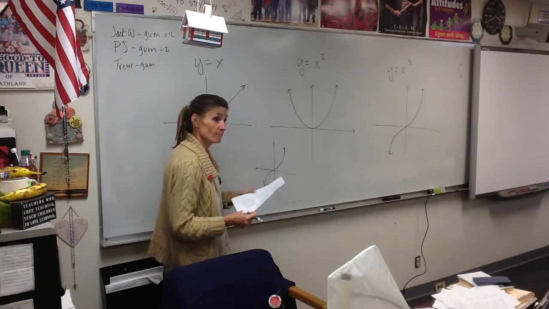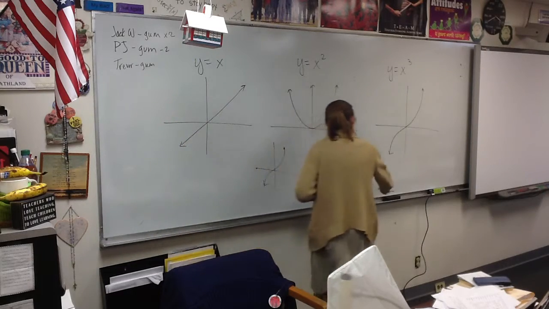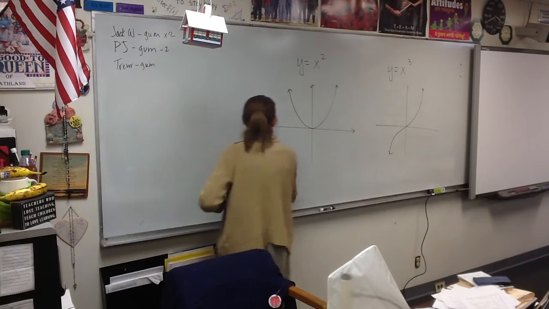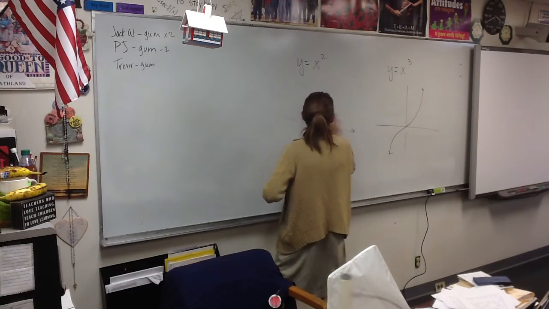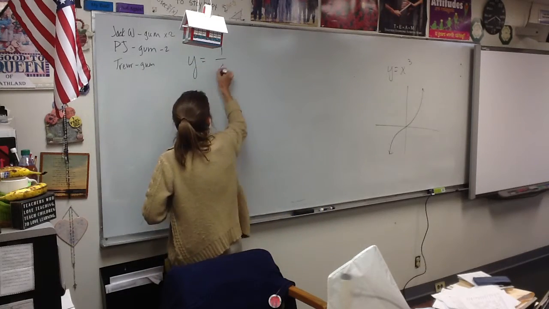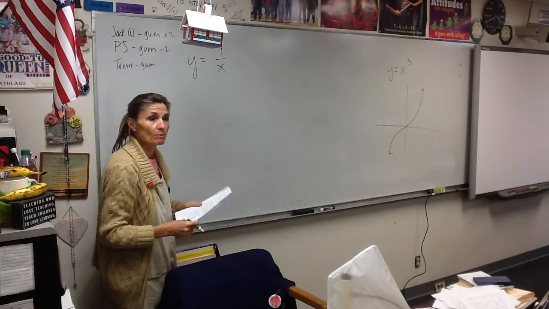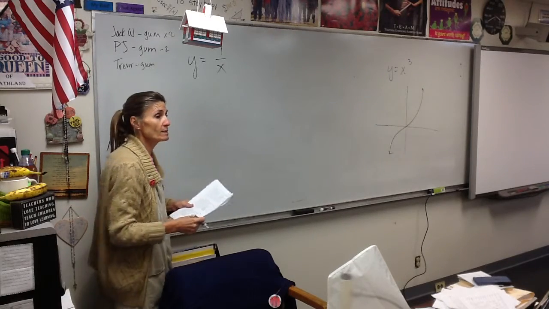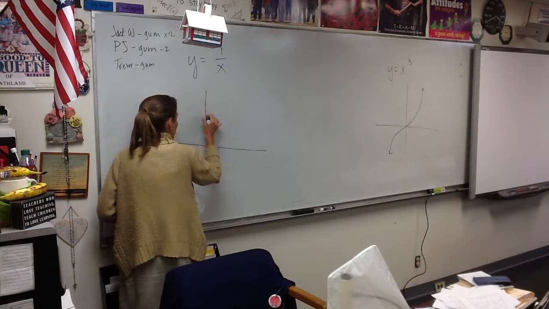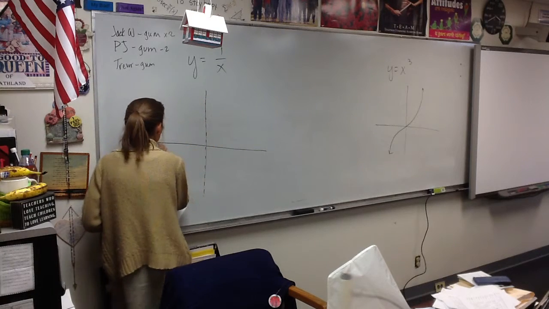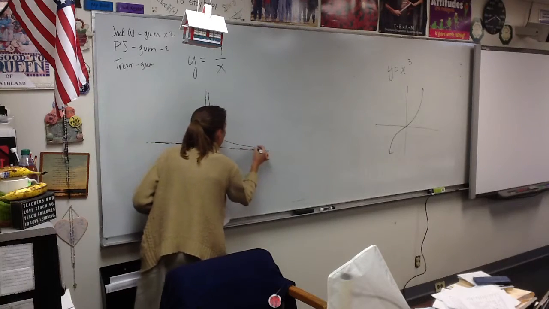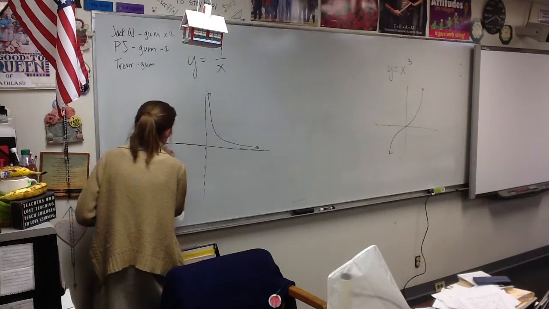Everybody with me? All right, the next one is the reciprocal function. Its name is reciprocal, and its equation is 1 over x. That makes sense to you, right? Reciprocal, 1 over x. And its picture looks like this. It has an asymptote here and an asymptote here, and it's like a hyperbola shape.